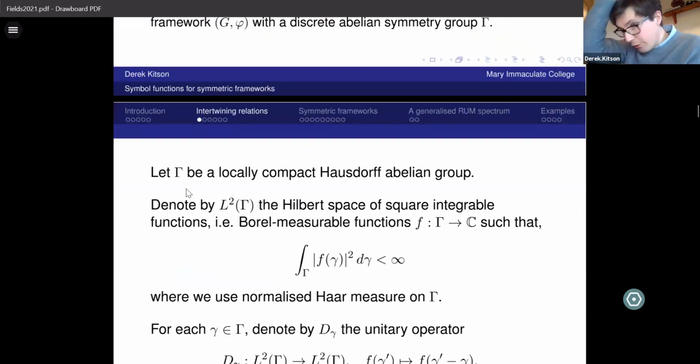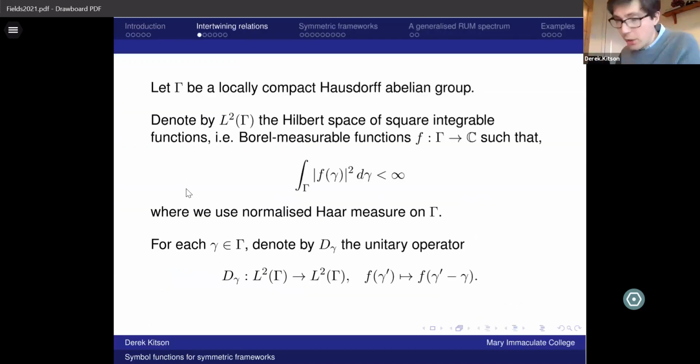So I'll run through some intertwining relations, but I don't want to spend too long on technicalities. I refer you to the paper because it's too short a time, I think, to get into. But anyway, the starting point is that we have a locally compact Hausdorff abelian group. In practice, this will be a discrete abelian group. If you want to think of it as a finite abelian group, that's fine, or Z, if you like periodic things, or Z_2 or something. You can think of it like that. That's fine.